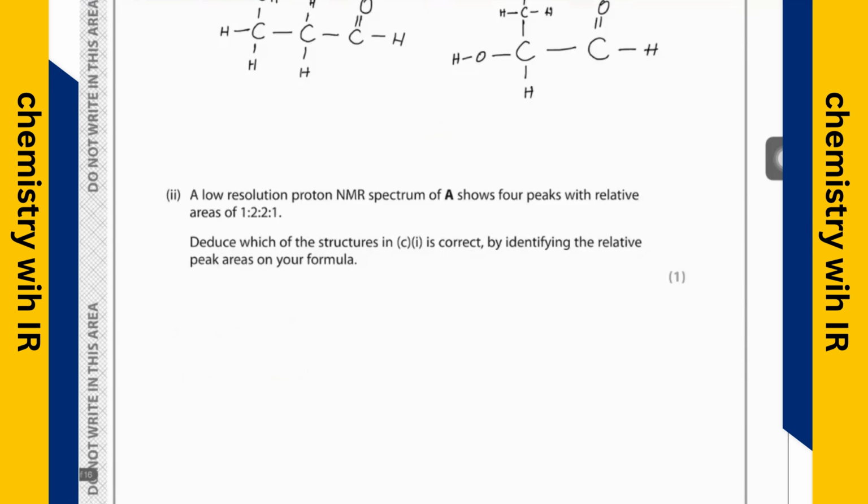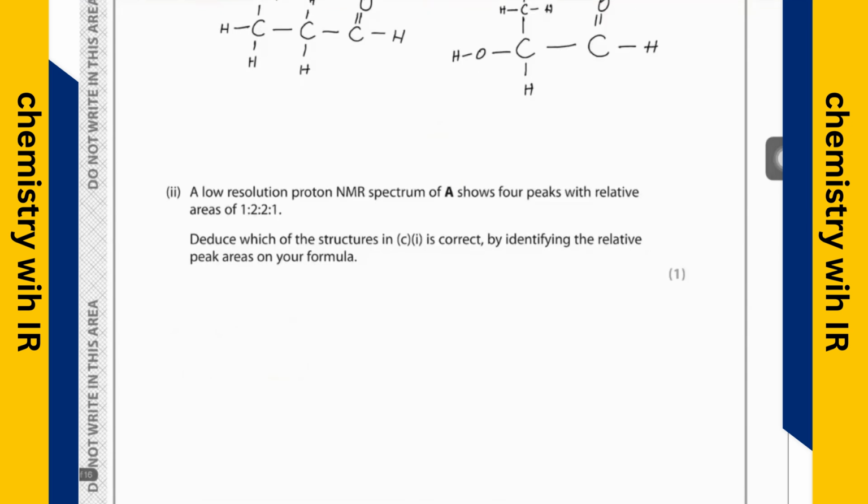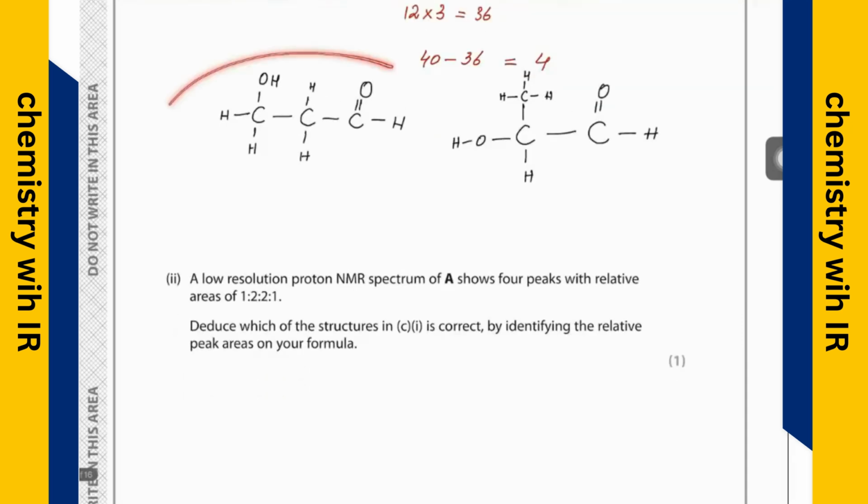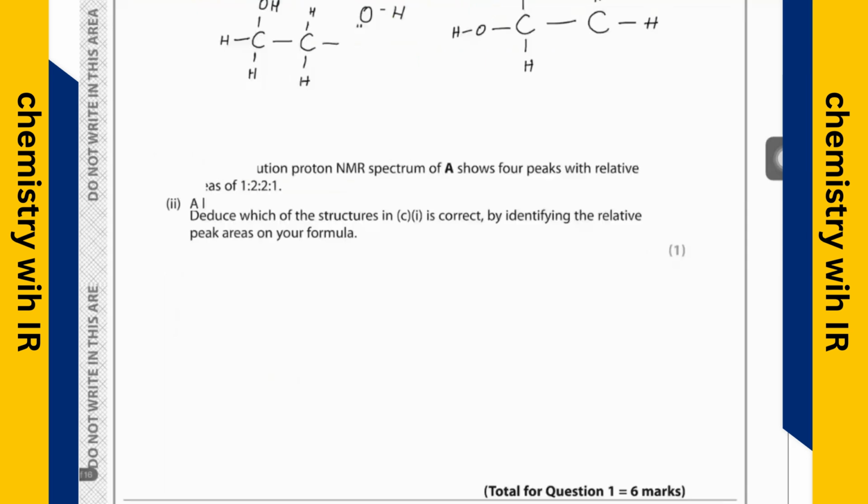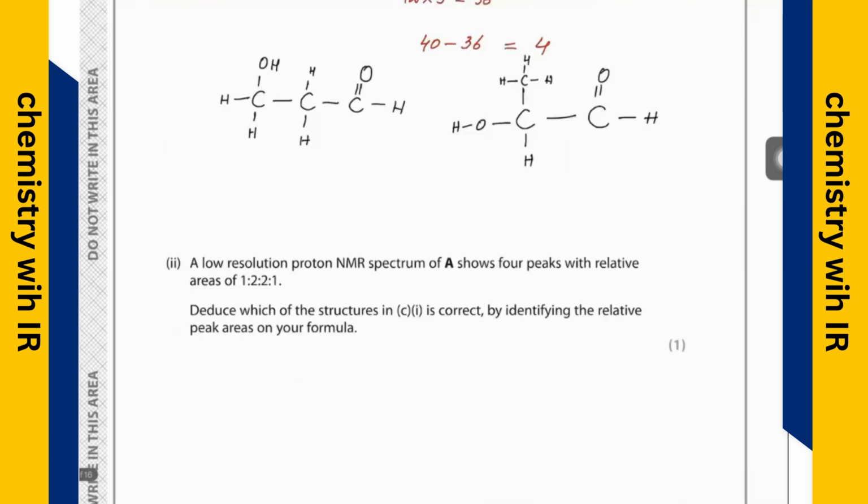They are saying deduce which of the structures in C part 1 is correct by identifying the relative peak areas on your formula. So the peak areas are 1 is to 2 is to 2 is to 1. That is 100% matching with this structure. So that's why this structure is correct. Are you getting my point? So I would be drawing this structure simply. I'm going to copy this one.